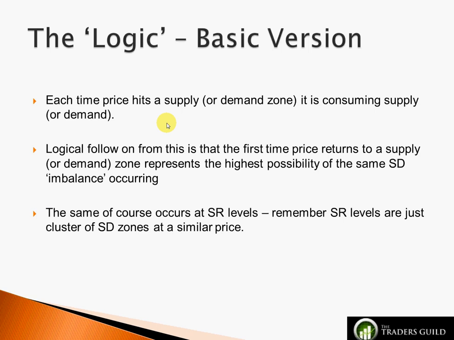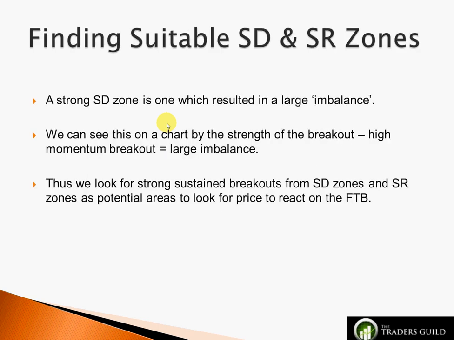So moving on from that, again, just going over some past concepts, we know that a strong supply demand zone is one which resulted in a large imbalance, and we can see that imbalance on a price chart by measuring the strength of the breakout. A high momentum breakout equals a strong supply demand imbalance. So when we're looking at the first time back to supply demand zones, we want to look at the SD zones and the SR zones where the initial breakout was very strong, because that tells us that there was a strong supply demand imbalance out of that zone.